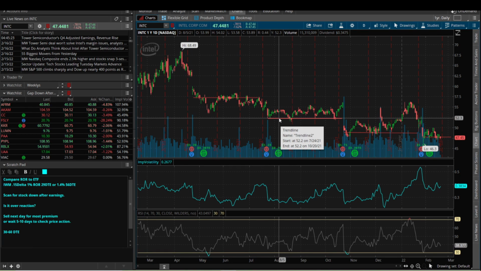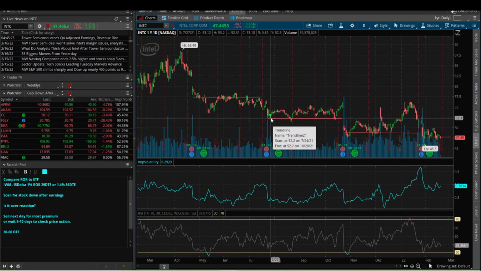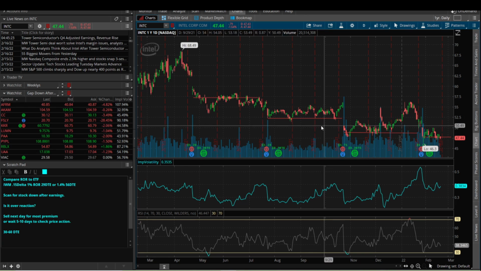So it's really going to be personal preference there if you want to wait 5 or 10 days, or if you want to do it that day. It's probably going to work out about even in the long term. I don't really think it's going to make a big difference what you do. But like I said, it doesn't hurt to wait a couple of days if you want to do that.